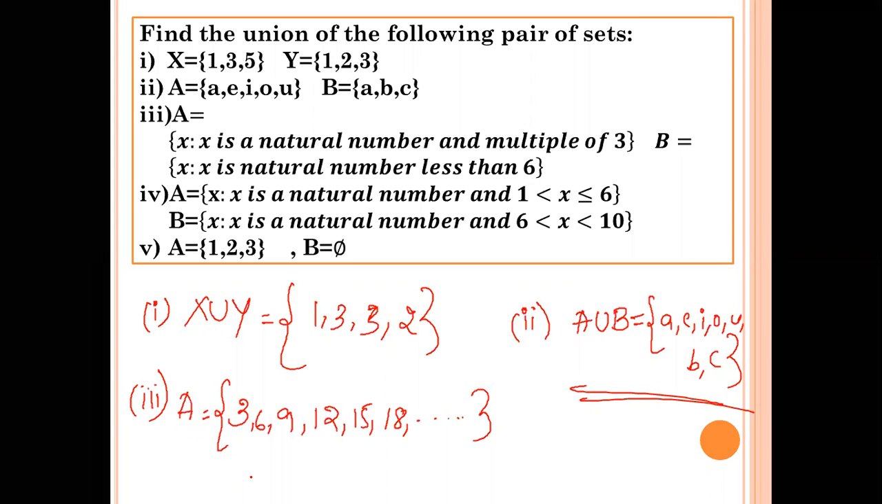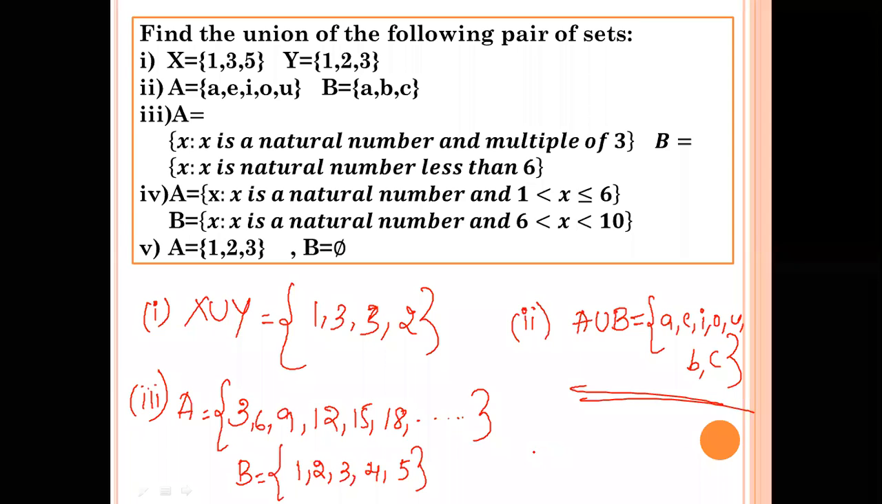And B is the natural numbers less than 6. So which are the natural numbers less than 6? 1, 2, 3, 4, 5. Okay, now you find the union. The union, you will again get an infinite set. Take a screenshot of this. This is a homework question. Whatever is remaining, so 3, 4, 5, is homework.